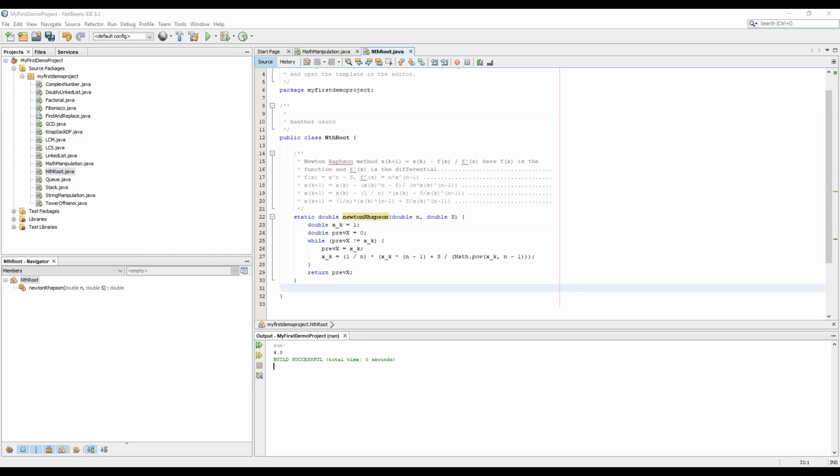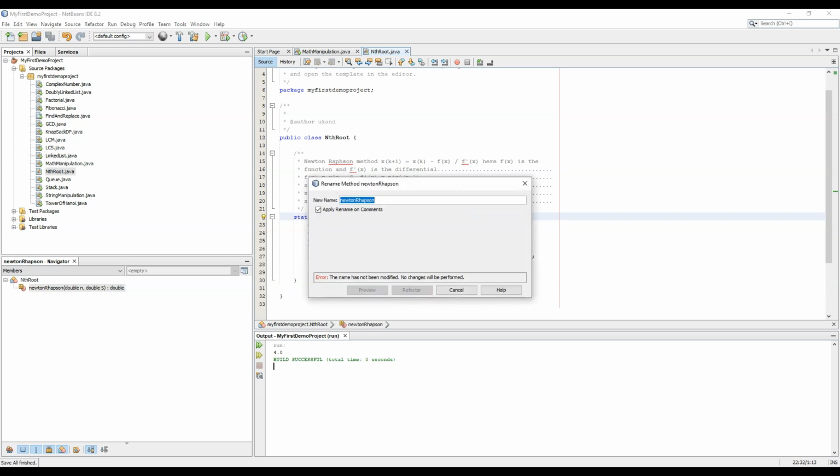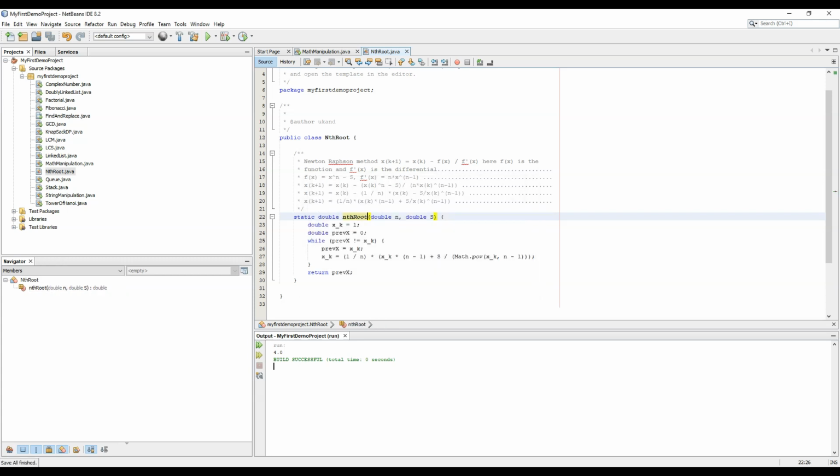So I have passed double n, double s. I can rename this function as nthRoot, and the nthRoot function is created. So let's now test it. So let's create the public static void main.